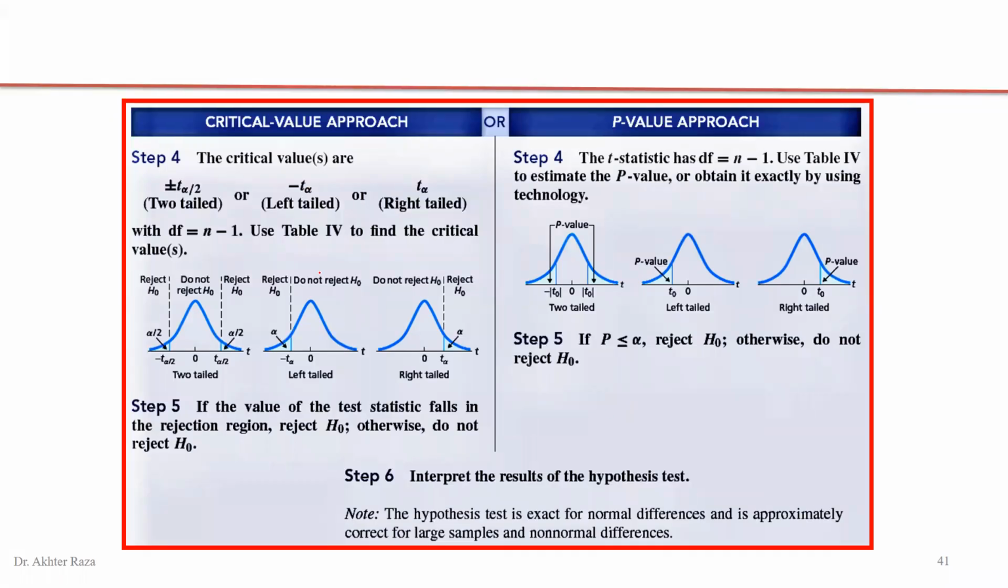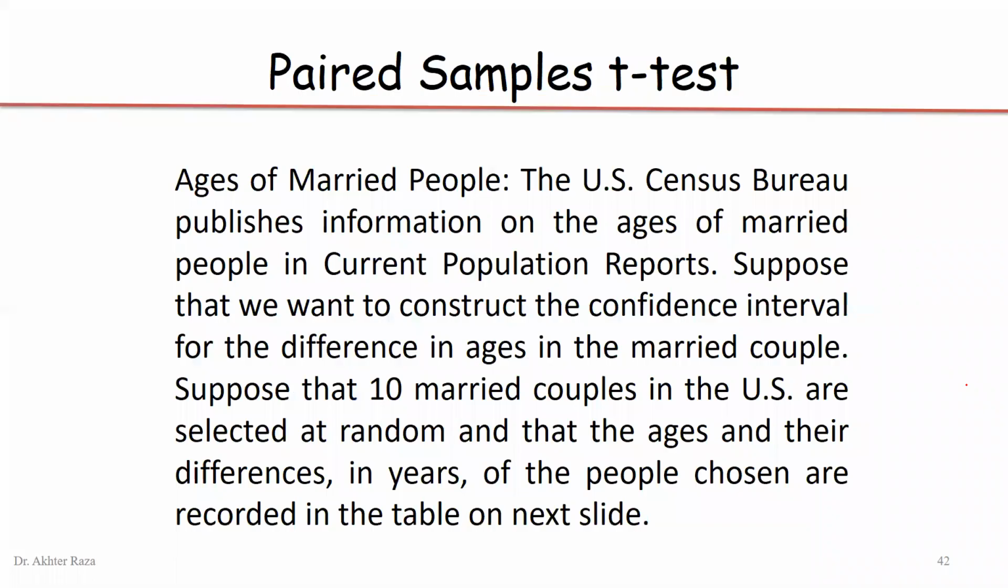This is the critical region approach, this is the p-value approach, and all the rest of the things are exactly the same. If the p-value is less than or equal to alpha, reject the null hypothesis. Otherwise, do not reject H naught. So this is one complete procedure. This procedure I refer to as T6. Now one complete example will be solved by using this procedure.